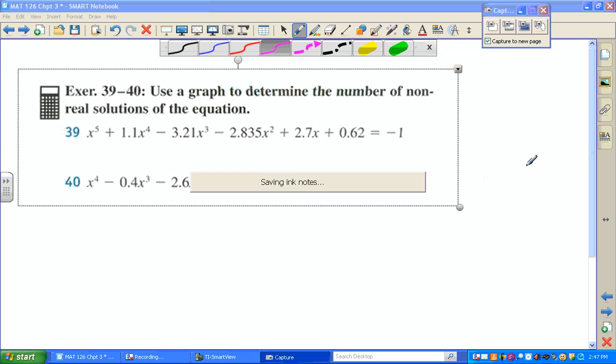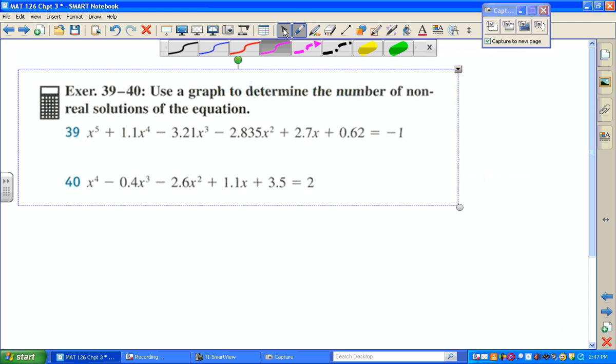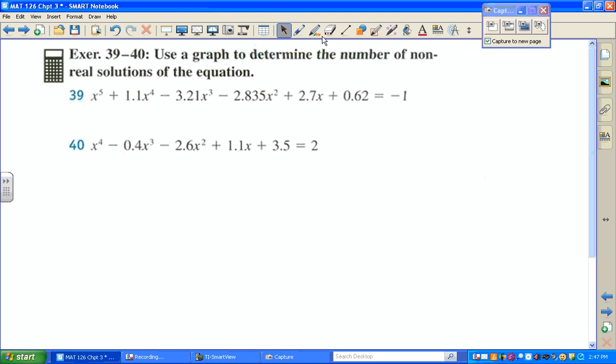Oh, here we go. 40. It says use a graph. You've got to read the questions carefully. Use a graph to determine, I'm doing 40, the number of non-real solutions of the equation. How many solutions are there total? 4. There are 4 total.